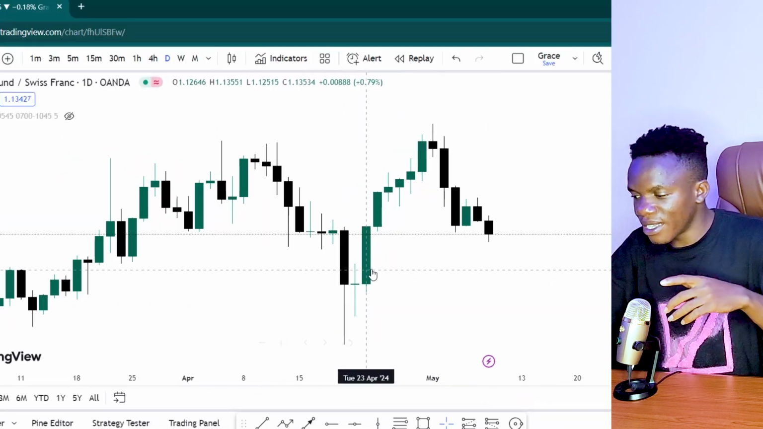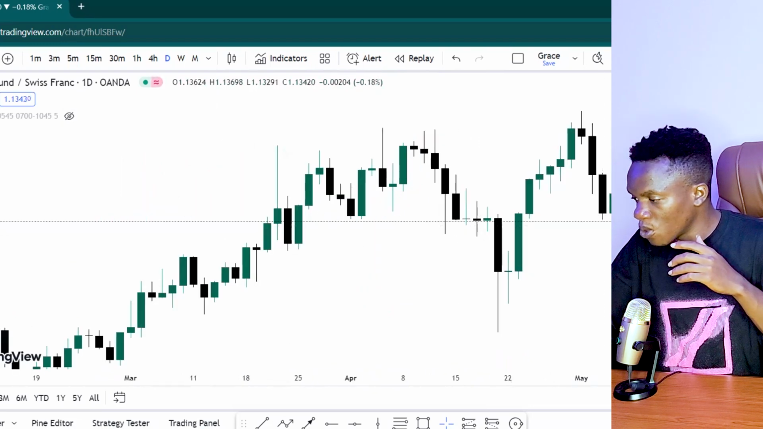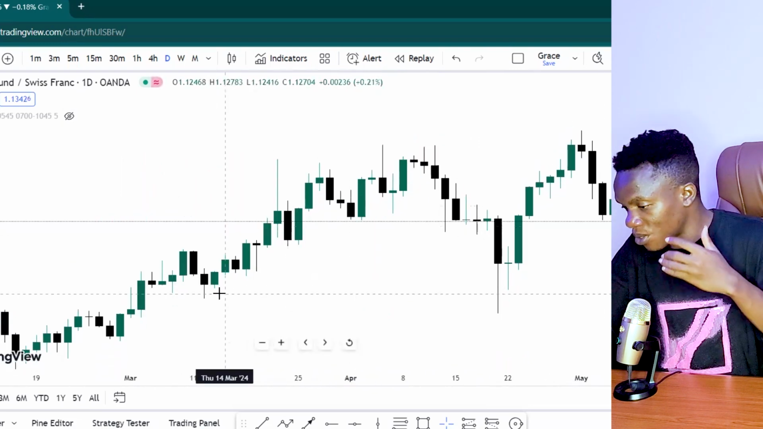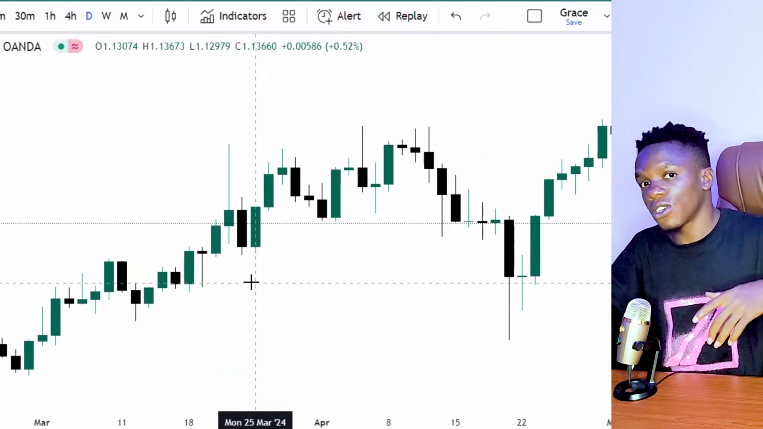Now, the next thing is, how do you engage this direction? That is where ICT Power of Three now comes in. Because whenever you want to use your daily time frame as your individual bias or direction, ICT Power of Three is the best entry for you guys, especially if you are one of those that trade in the London session.